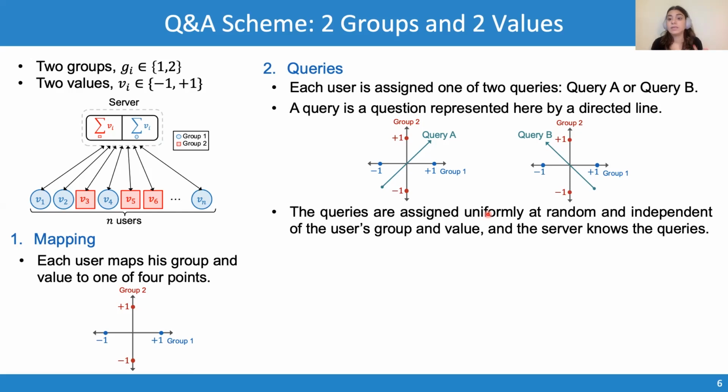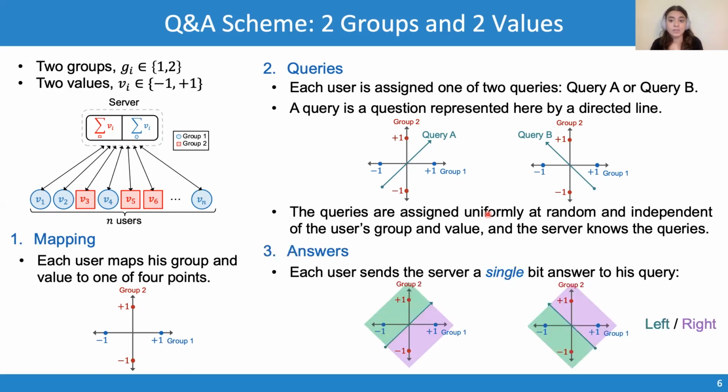This query method is agreed upon between the server and the user, so both of them know the user's assigned query. The user answers this query with a single bit. He tells the server whether his mapping is to the left or to the right of the query, or the directed line. So the user has essentially compressed the information about both his group and his value into a single bit.